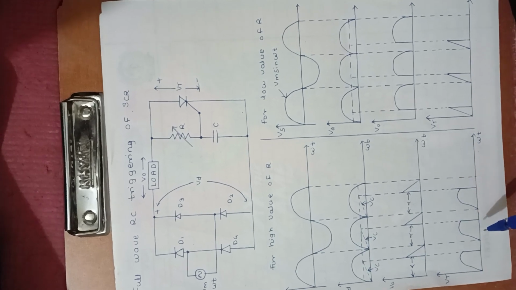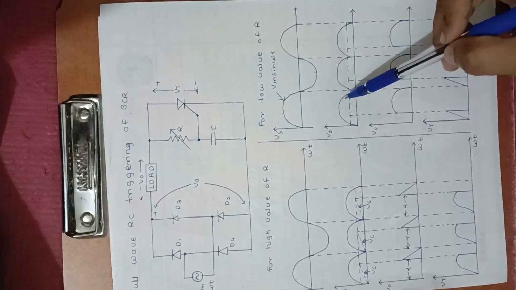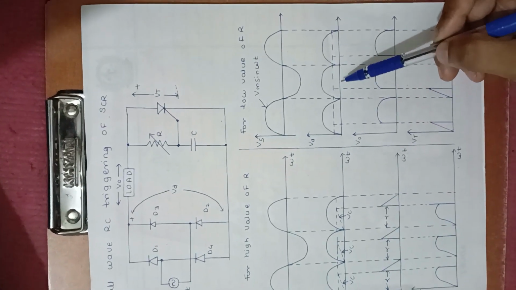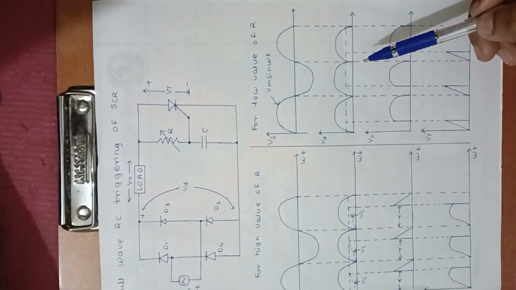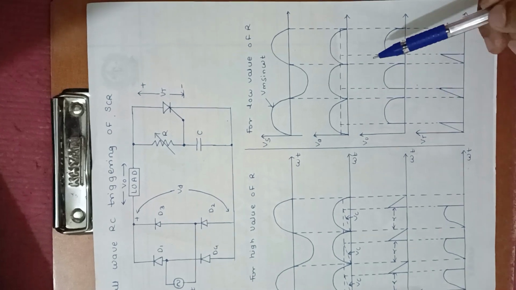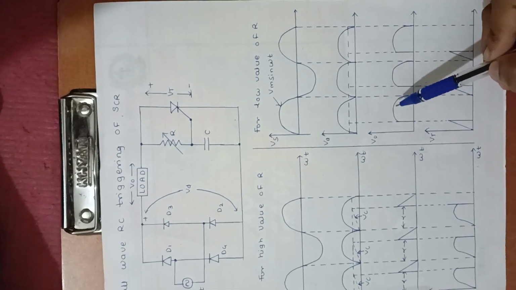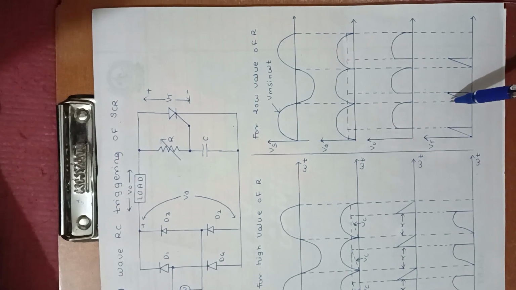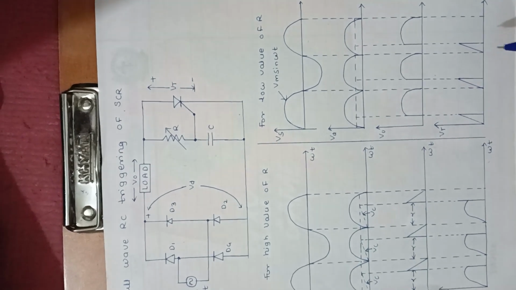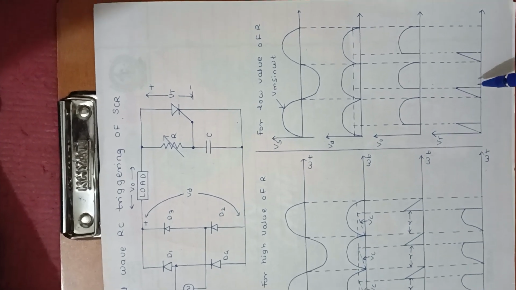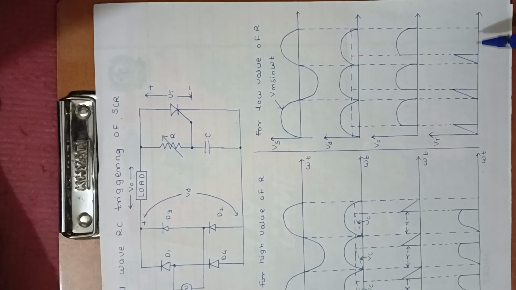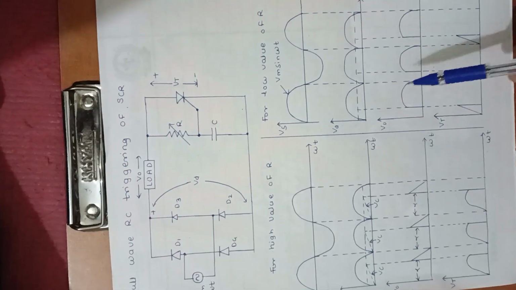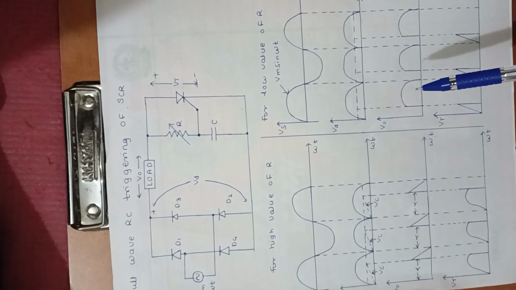If you decrease the value of resistor, charging of the capacitance is less. Now triggering is appearing at this instant. The output voltage is this, and the rest of the voltage appears across the thyristor. So RC triggering is utilized to trigger the SCR with firing angle between 0 to 180 degrees. That is about RC triggering of SCR. Thank you.